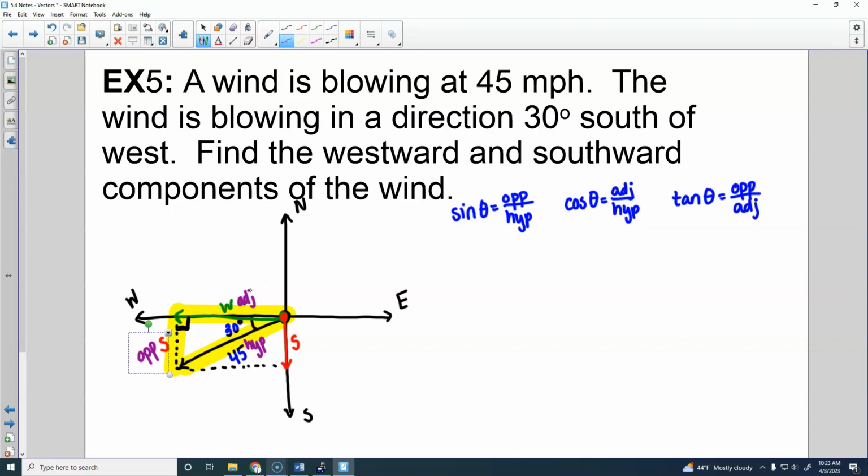Adjacent, right? Okay, so to set this up, if we're looking for S, S is opposite, and we know 45 is a hypotenuse. So we would say sine of 30 degrees equals S over 45.